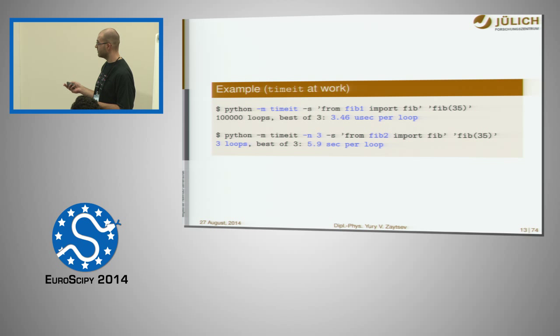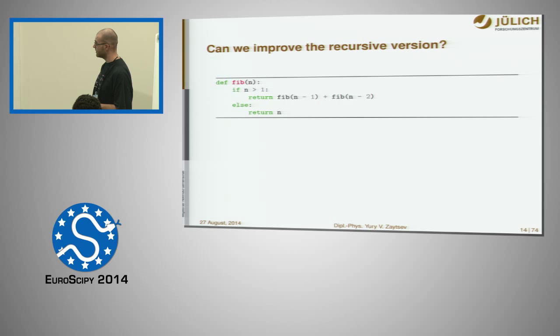The second kind of function takes 3 orders of magnitude more time. And I even had to give this -n3 switch, which tells it how many loops it should perform to do the timings. Because if it tried to do as many loops, I would have never gotten this result in the first place. So much for that. The question is, can this version, which is obviously incredibly slow, be improved?